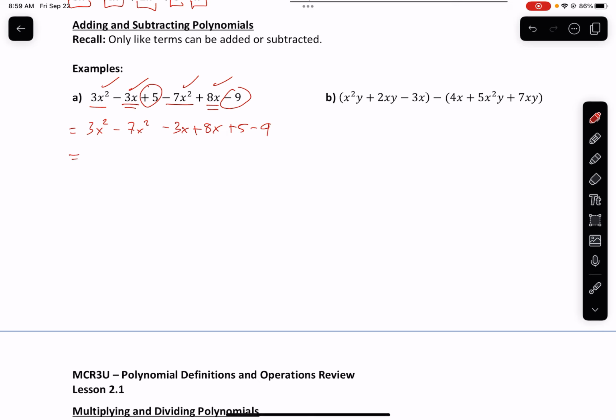Now you can just do the math because you've grouped everything together. You can combine the x squareds together. You can combine the x's together. You can combine the numbers together, the constants. Okay, so 3 minus 7 with an x squared on it is what that is. That's negative 4x squared. Negative 3 plus 8 is going to be plus 5x. 5 minus 9 is going to be minus 4.